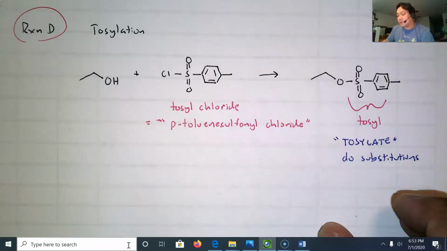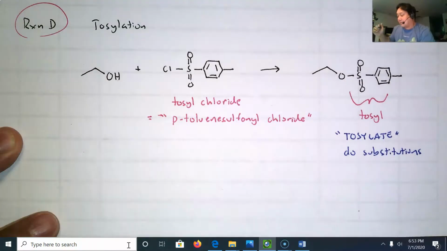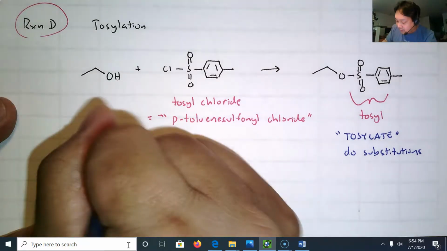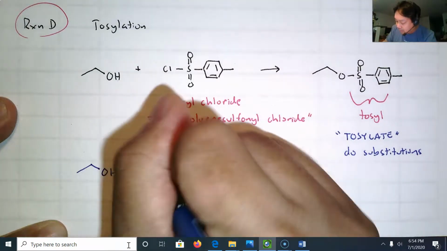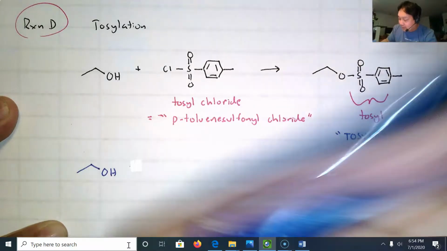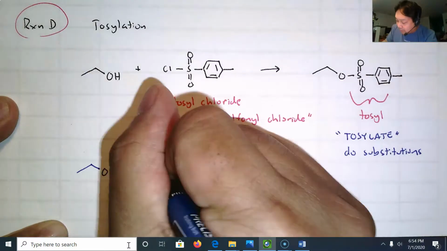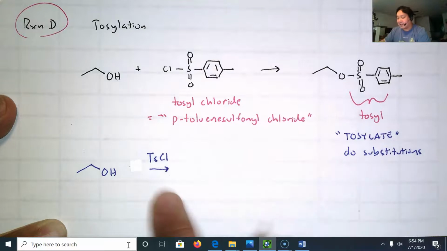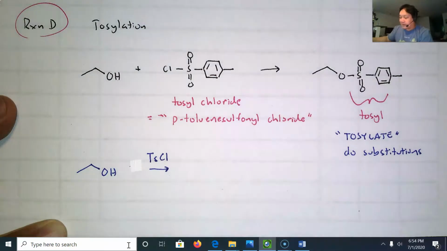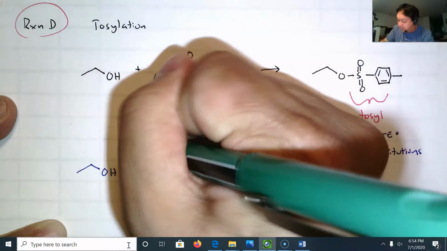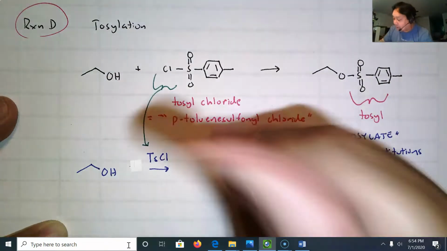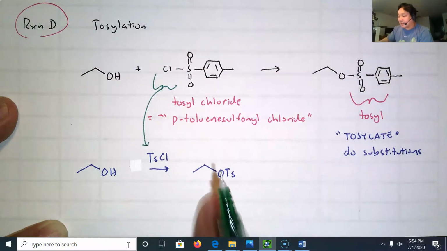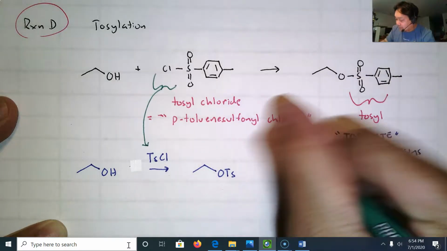I'm not going to expect you to memorize the structure, at least in my class, so let me give you the shortcut. The shortcut is this: OH, and I like to put the reagent on top of the arrow. The reagent we're going to use is tosyl chloride, and you can abbreviate it TsCl. So these two are identical. You're making that OH into an OTs, and that's the tosylate. So these two are synonymous.